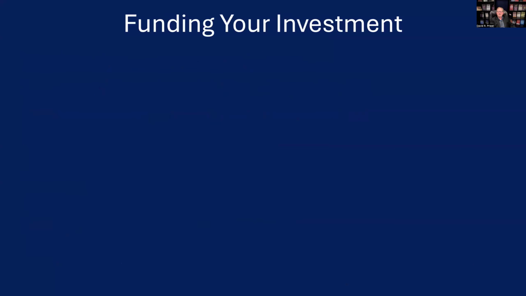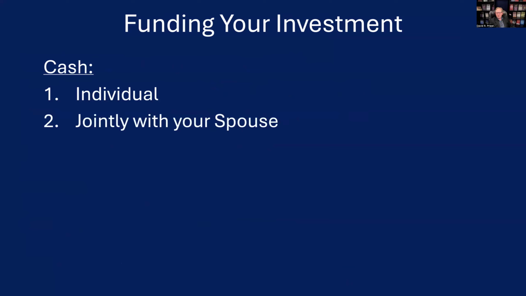Okay, what funds your investment? If it's cash, you're an individual, you can invest as an individual, okay? You can also invest jointly with your spouse. Now, 50, 100,000, you go with your spouse, you're both on the account. Individual could be good for estate planning if you're joint with your spouse.